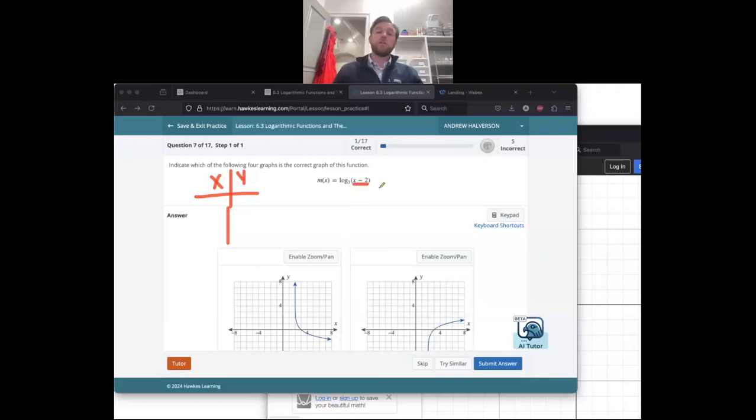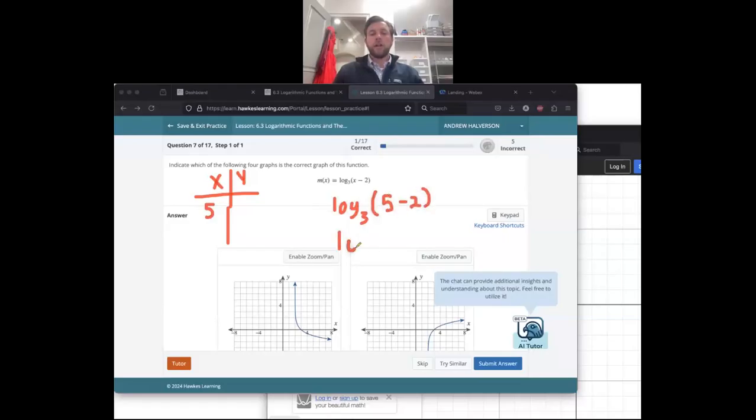What value minus 2 gives you 3? 5. So I plug in 5 for x. I'm going to do log base 3, and when I plug in 5 for x, that's going to give me log base 3 equals 3.